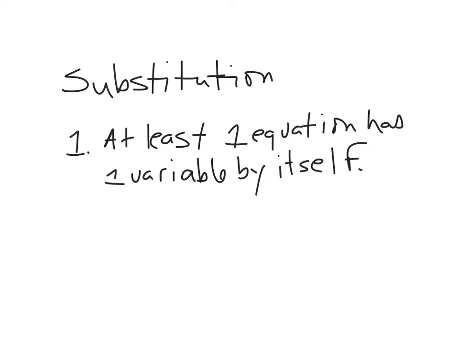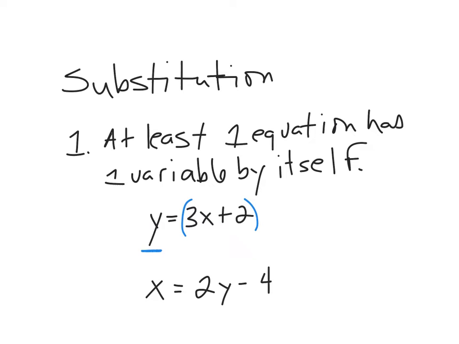Now, it doesn't matter which variable is solved for. You could have y equals 3x plus 2, and that would be having a variable by itself. The y is by itself, and it's equal to this 3x plus 2. You could have x equals 2y minus 4, and that would still have one of your variables by itself, and the x would be equal to the 2y minus 4. So it doesn't matter which one. Now, typically, it's y that's by itself, but that doesn't mean that it always has to be that way.